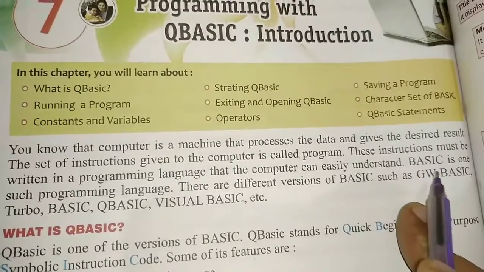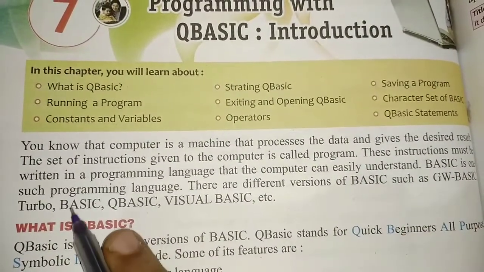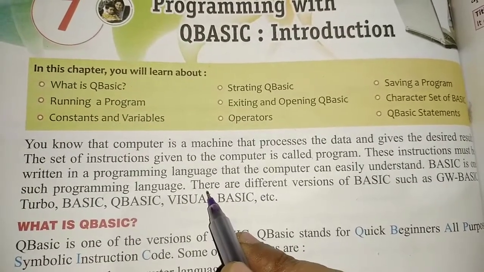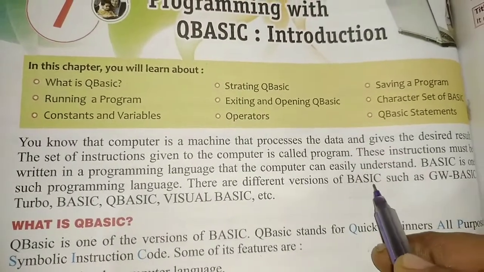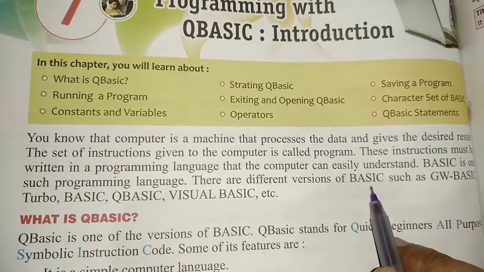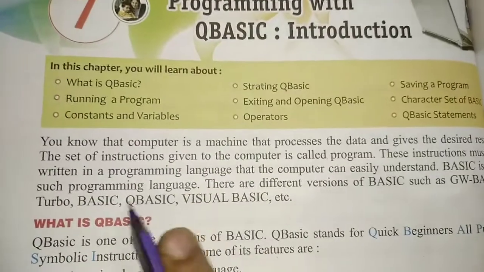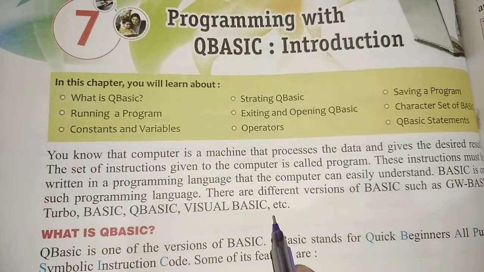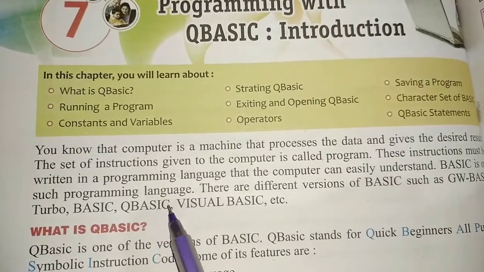Okay, now here BASIC is one such programming language, and BASIC is an example of a programming language. There are different versions of BASIC, means BASIC is a basic version, and they introduced some other versions also: GW-BASIC, Turbo BASIC, QBasic, Visual Basic, etc. And in this chapter we will understand what is QBasic.